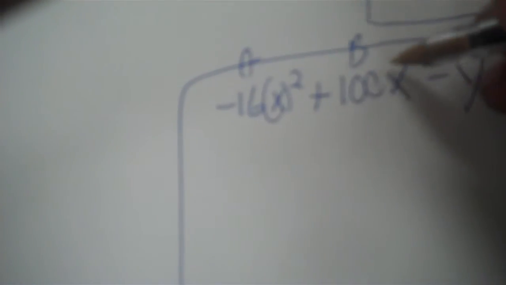Now to find the max height itself, you need to plug and chug the 3 into that equation, and that's going to tell us what y equals. Okay, so I got 156, so 156, and that's our max height.